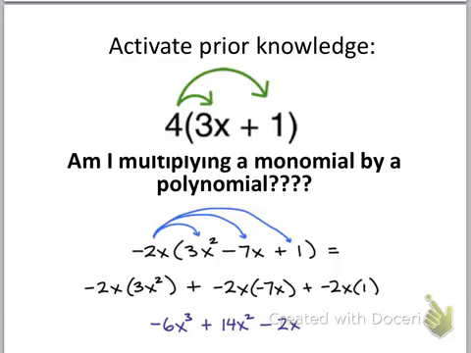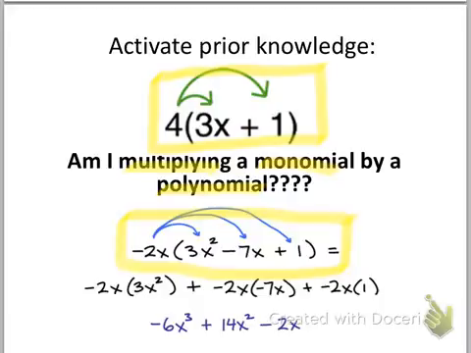So right here, I've got two examples that probably seem very familiar to you. The first one, your typical distributive property. The second one, a little bit more complicated, but still the distributive property. So my question to you is, am I multiplying a monomial by a polynomial?